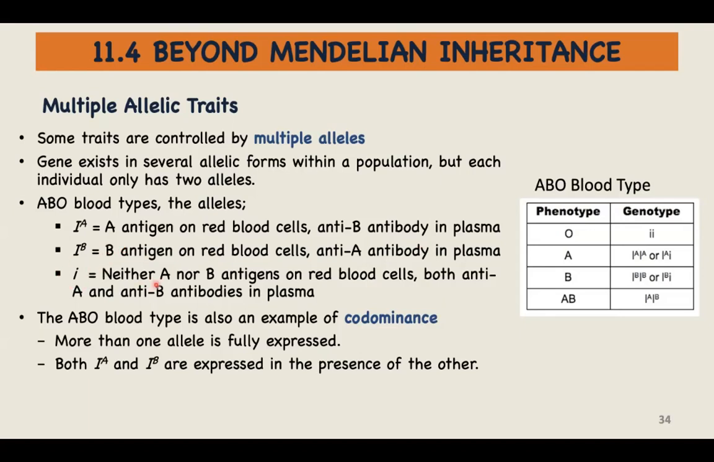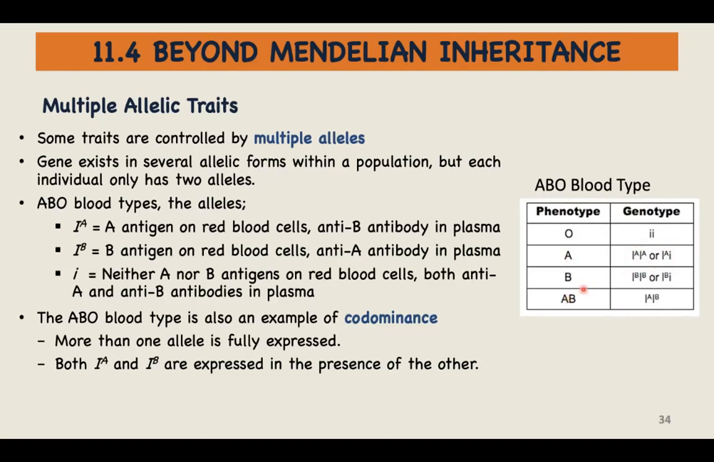i has neither A nor B antigen on red blood cells. It is empty, no A or B on the red blood cell, but it has both anti-A and anti-B, so it cannot accept A and B. So what does that mean? If you have O blood, your genotype will be ii. For phenotype A, if you have A blood, your genotype is either I^A I^A or I^A i. Dominance, heterozygous, so you will have an A blood group.